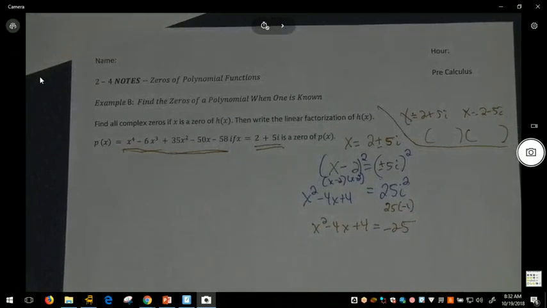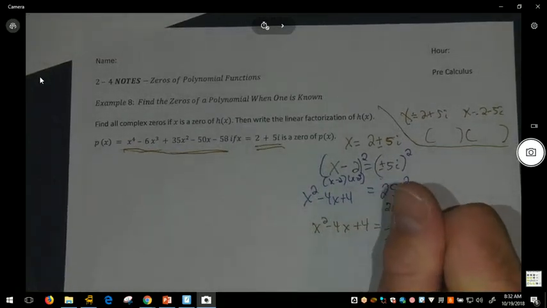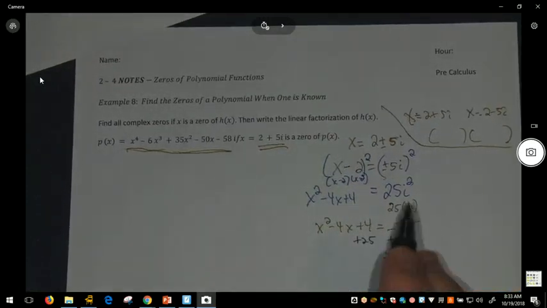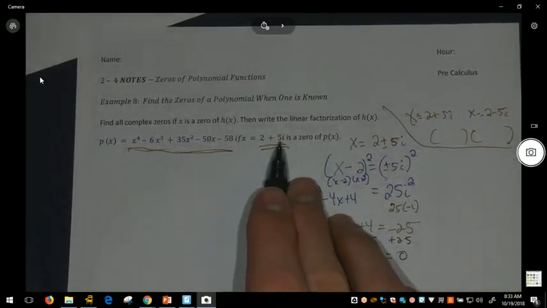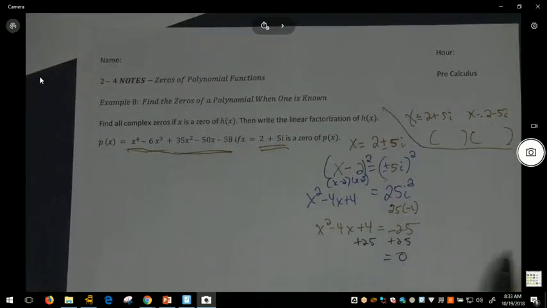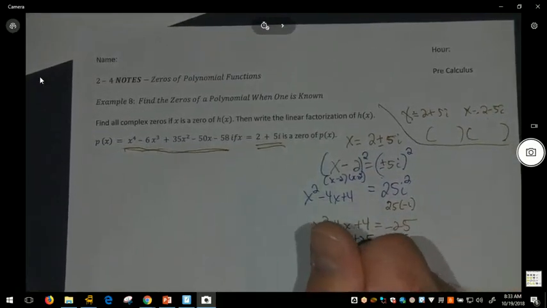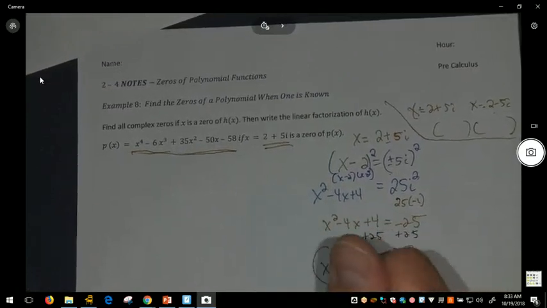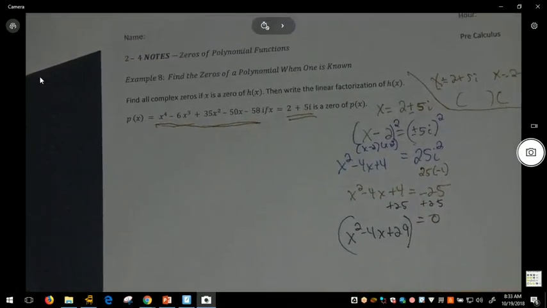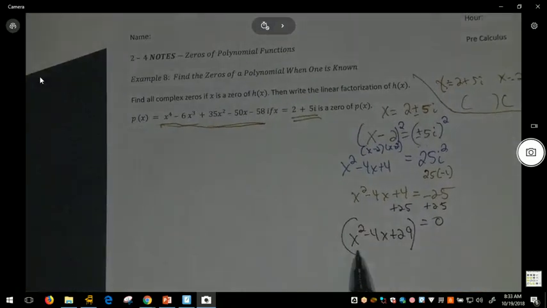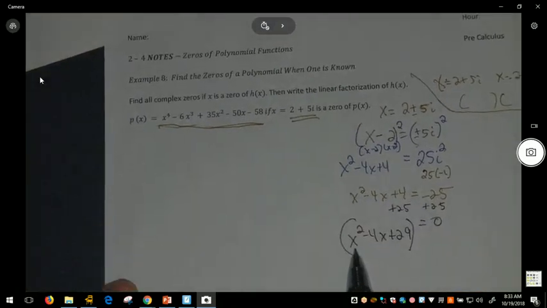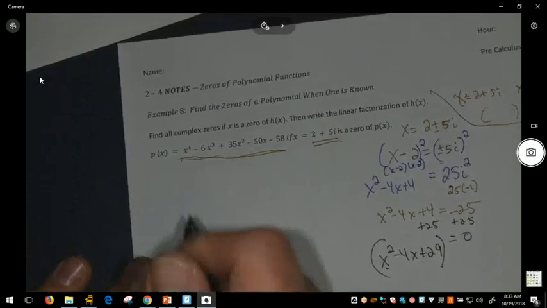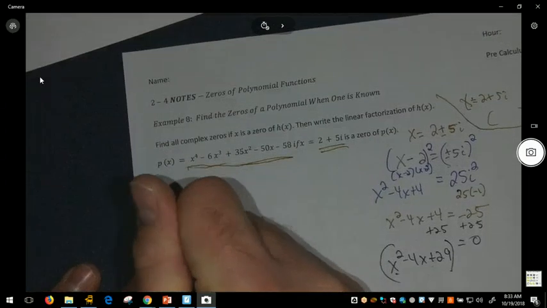To find the complete factor of this, I have to get it equal to 0. So the irreducible factor that gave us this 0 and its complex conjugate was x squared minus 4x plus 29. That is the irreducible factor. I cannot do synthetic division for nonlinear factors and irreducible factors like this. So I'm going to have to do long division.